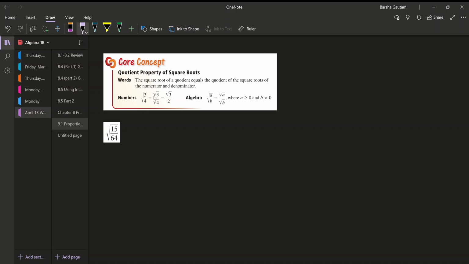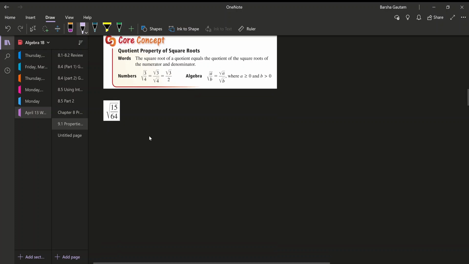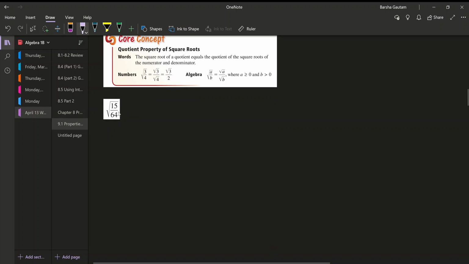This can be separated into two separate pieces. The top part is going to be root 3 and the bottom is going to be root 4. Notice in the beginning, it was the root of the whole thing, and now we're separating it. And when we do that, we can figure out that root 4 is equal to 2. So this would be the simplified version. So now we're going to try the same thing with root 15 over 64. So go ahead and pause the video and try to do it on your own first.